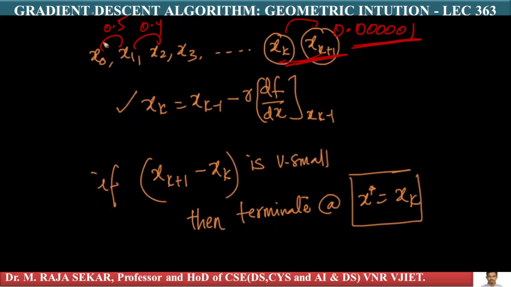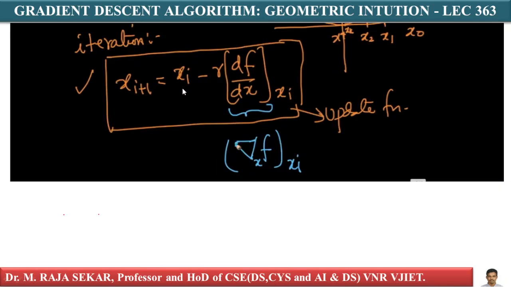This is how gradient descent works. Gradient descent is an iterative algorithm with a simple update function. What is the simple update function? xi plus 1 equals xi minus r into df by dx at xi. Remember, if f is a vector function, then this df by dx is simply replaced by del f with respect to x at xi.